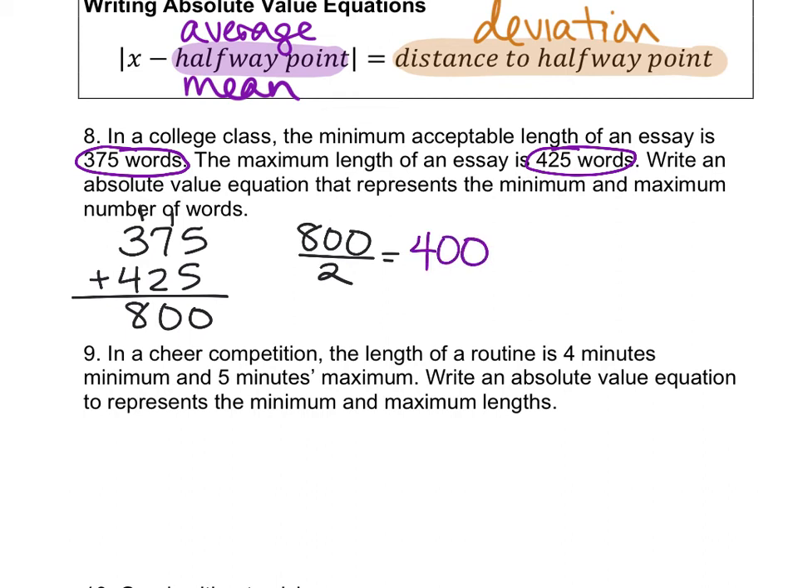That's the number that's going to go inside the absolute value bars. All we need at this point is the deviation. So I'm going to take the biggest number that I circled from the problem. What is the biggest number that I circled? 425. 425, and I'm going to subtract my mean.